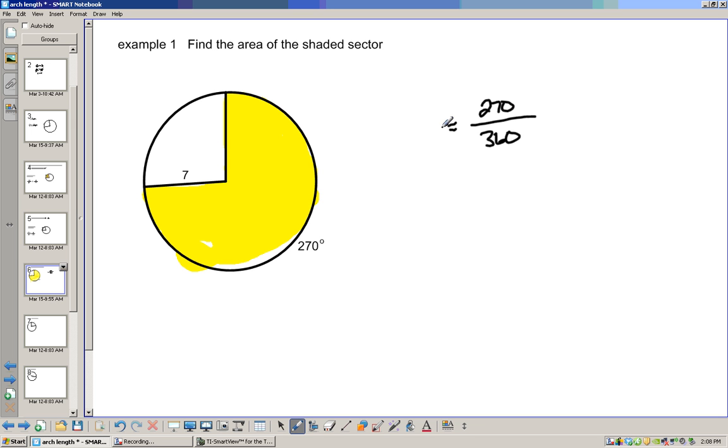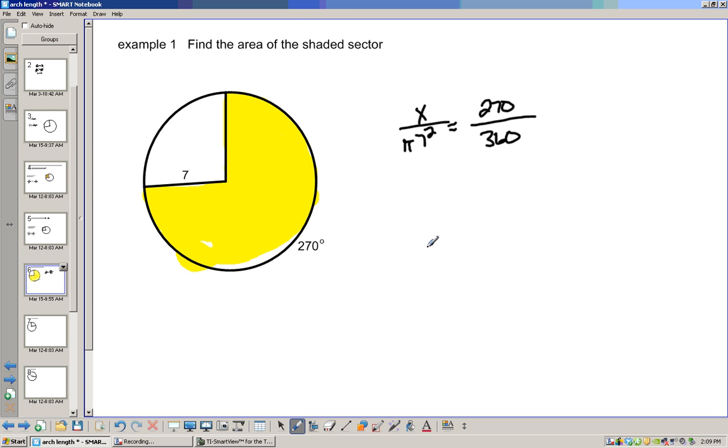Alright, then on my other side, it's going to be the area of the part that we're looking for. We're not looking for the entire area. This part, we don't know what that is, over the area of the entire circle. And the area of this entire circle right here is, excuse me, it's pi r squared. Remember, area is pi r squared. So I would have pi 7 squared.